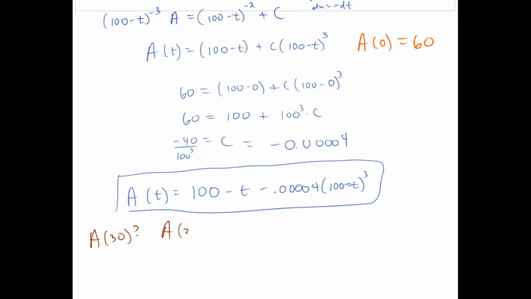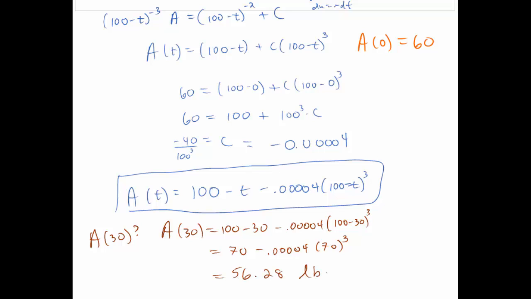Well, A of 30 would be 100 minus 30 minus 0.00004 times 100 minus 30 cubed. And so that would be 70 minus 0.00004 times 70 cubed, which I calculated to be 56.28 pounds.